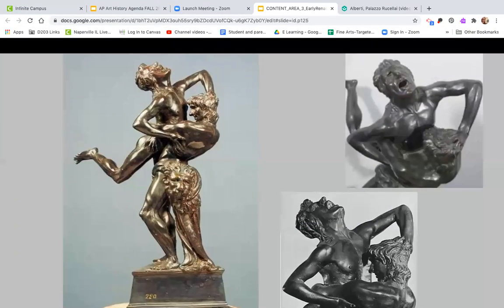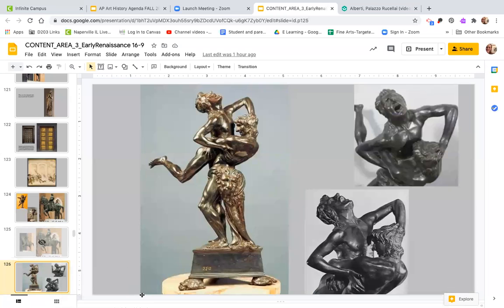This is an example of a table piece. So sculptures didn't have to be just life size. They could be small and fit on a tabletop. And this is something that is viewed from all different directions. A lot of sculpture that we've seen up to this point is really just viewed from the front. In the Renaissance, a lot of these pieces could be viewed in all three dimensions.